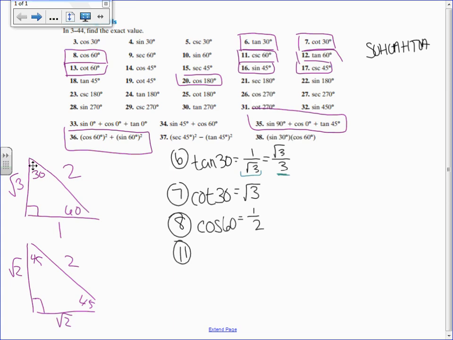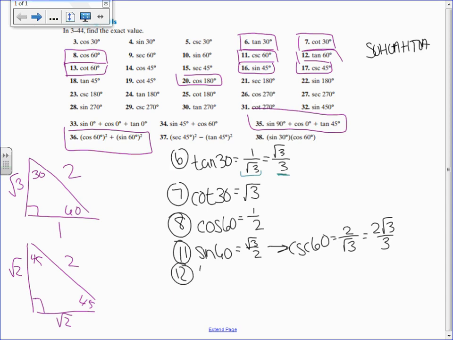Number 11, cosecant of 60. Cosecant is the reciprocal of sine. So maybe I should figure out the sine of 60. The sine of 60 is opposite over hypotenuse. That's going to give me the square root of 3 over 2. So that means that the cosecant of 60 is going to be equal to 2 over the square root of 3, which when we rationalize will give me 2 radical 3 over 3.